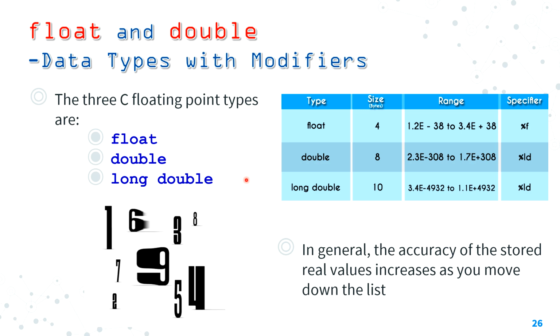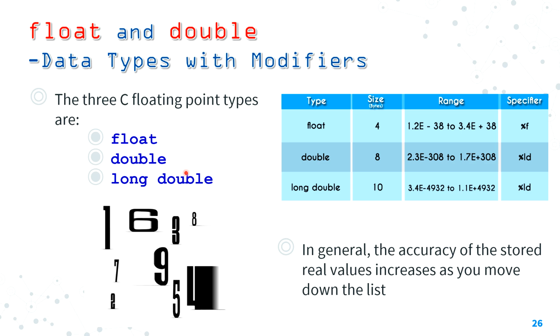Now let's compare the floating point data types available in C. In C, there are 3 floating point types. We have float, double, and long double. The main difference between them is precision, which means how accurate the decimal values are.